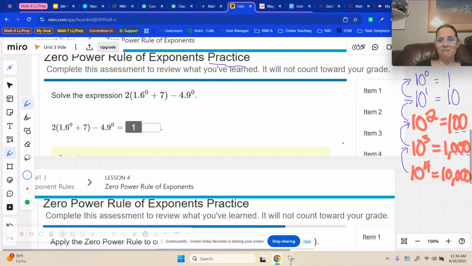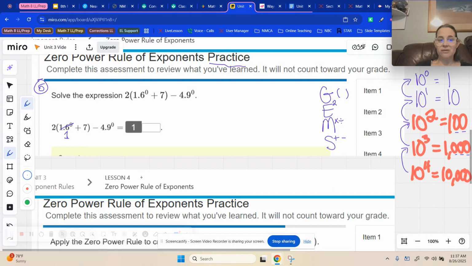This is item 5 from your practice. It says solve the expression. Okay, and to do this, I'm going to have to remember something that I learned a long time ago, which is GEMS, or the order of operations, which says to work in grouping symbols first. Do any exponents after that, then we can multiply or divide, then we'll add and subtract last. Okay, so I'm going to start with my grouping symbols. And in this problem, inside my grouping symbols, I have addition and an exponent. I'm going to do the exponent first.